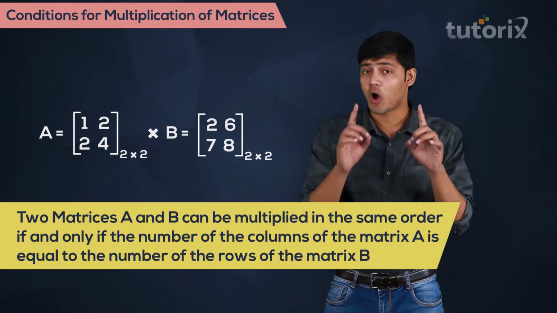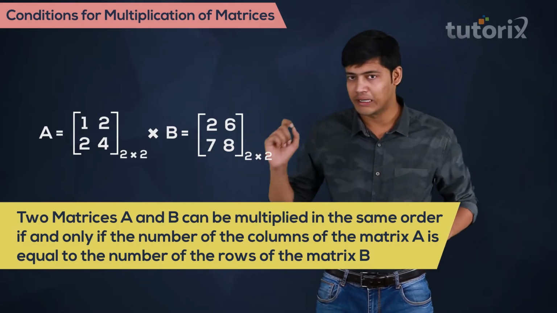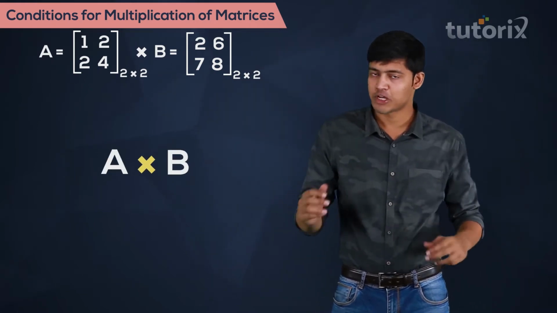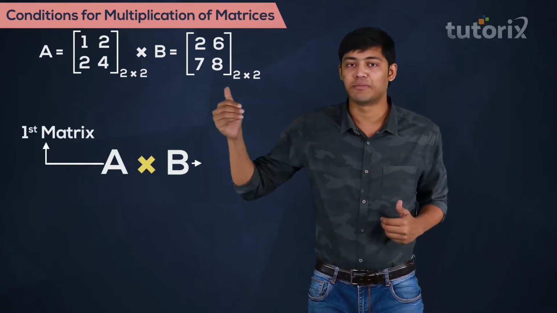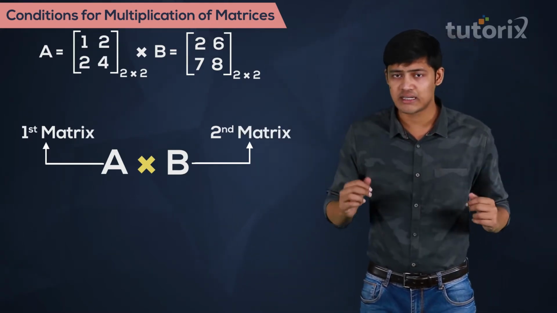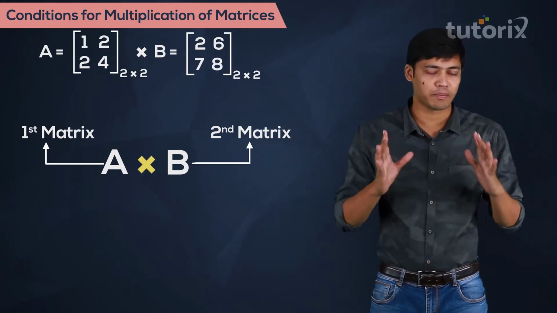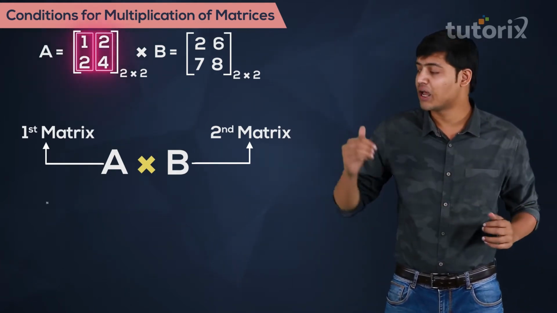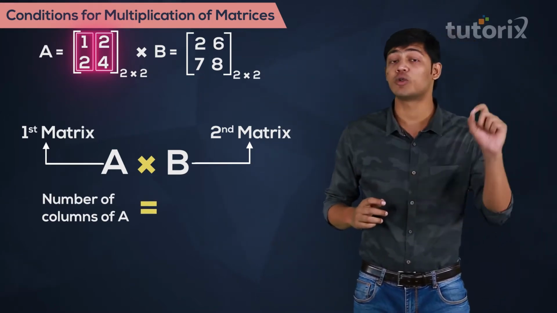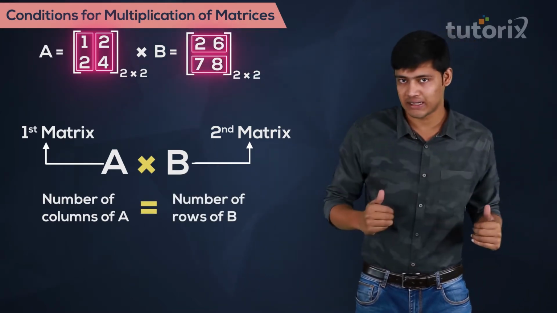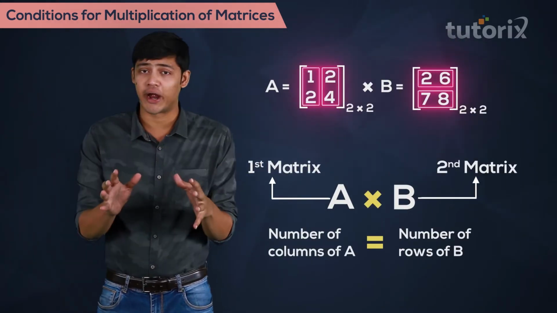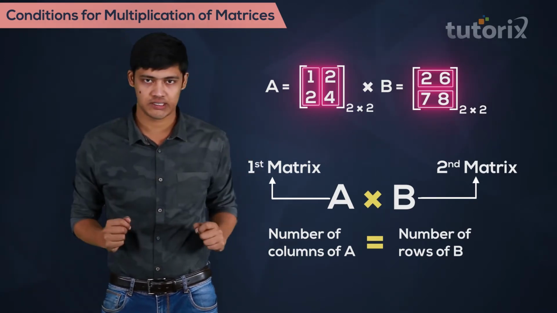Remember that the order is very important in multiplication. That is, we are multiplying A by B. So, A is the first matrix and B is the second matrix. So, these two matrices in the same order can be multiplied if and only if the number of columns of the first matrix, which is A, must be equal to the number of rows of the second matrix, which is B. So, this is the necessary condition required to multiply two matrices.